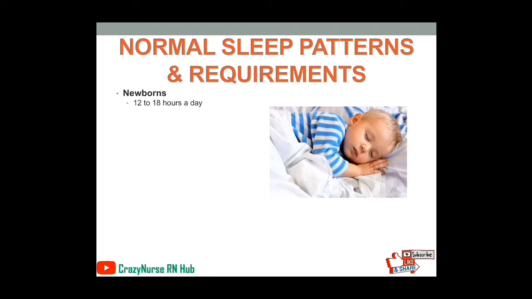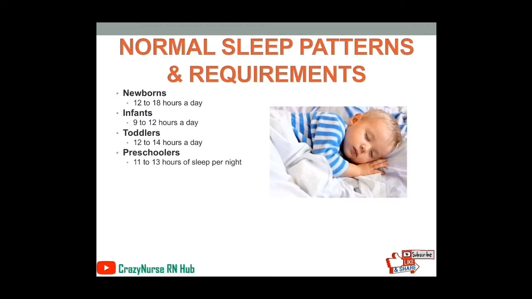they should have 12 to 18 hours a day on an irregular schedule with periods of 1 to 2 hours spent awake. So basically, the newborns should have 12 to 18 hours of sleep a day. For infants, however, at the end of the first year, an infant usually takes 2 naps per day and should get about 9 to 12 hours of sleep in 24 hours. For toddlers, 12 to 14 hours of sleep are recommended for this age group.